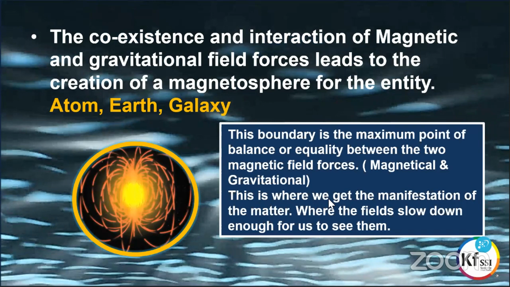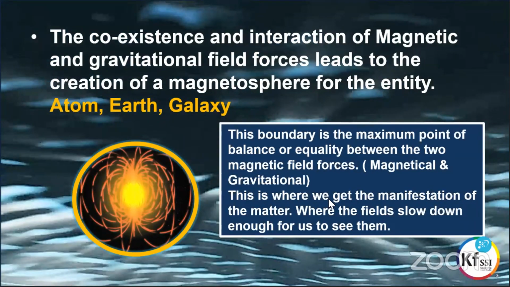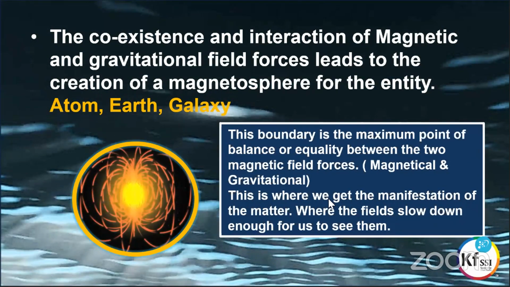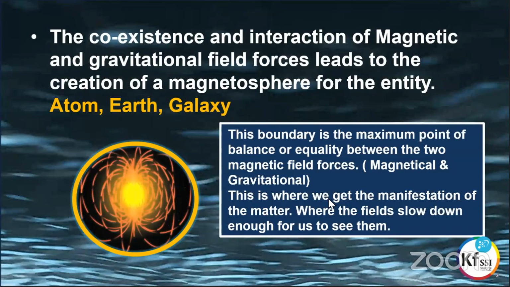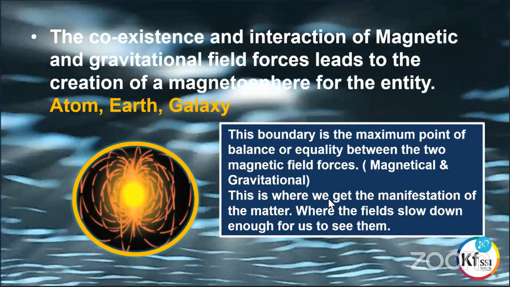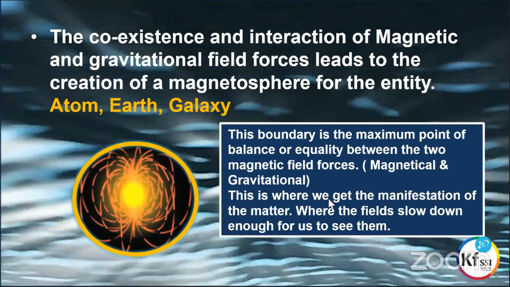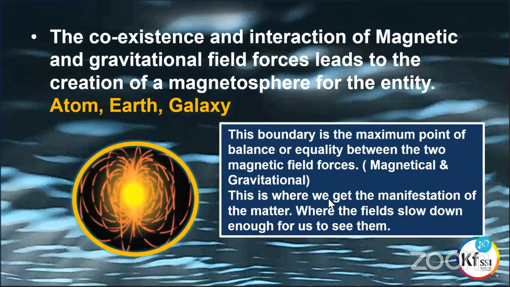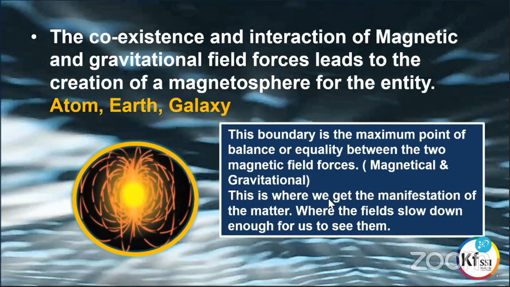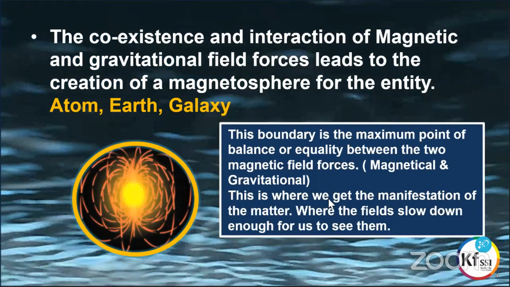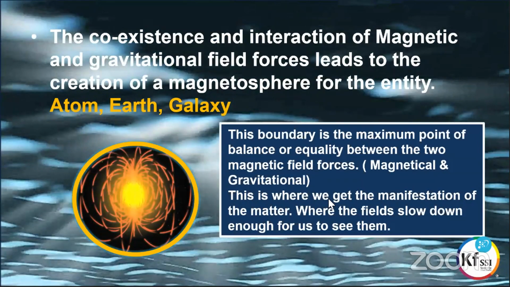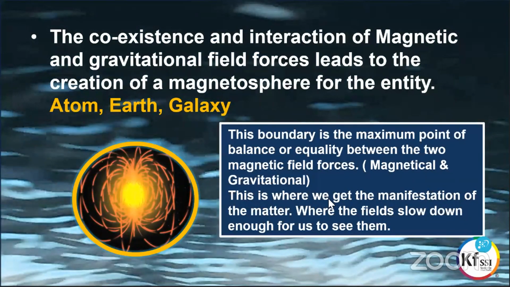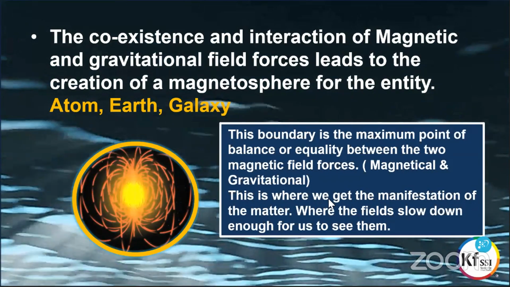The coexistence and interaction of magnetic and gravitational field forces leads to the creation of the magnetosphere for the entity. So every entity, whether it's the atom, the Earth, or the galaxy, has a magnetosphere, what we call it. For Earth, that's what we've called it. This boundary is the maximum point of balance or equality between the two field forces, being magnetic and gravitational. So this is where we get the manifestation of the matter. It's where the fields slow down enough for us to be able to see them with our eyes. And it's the slowing down of these fields.